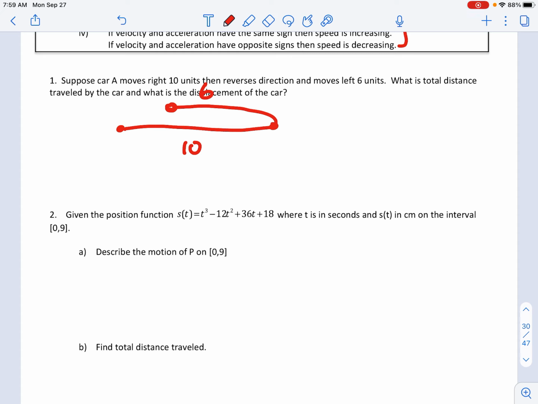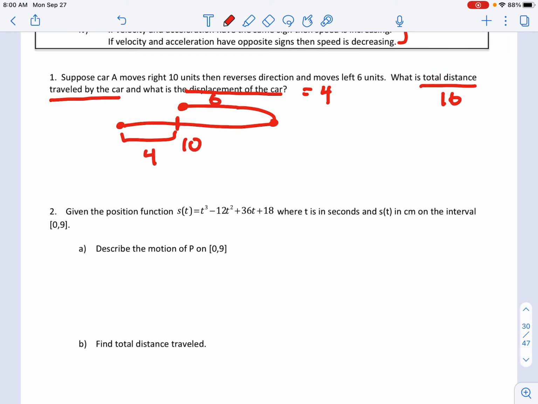So there are two different types of questions you can be asked. If I ask you for the total distance traveled by the car, that's going to be 16. It went forward 10, backward 6, so it traveled a total of 16 units. If I ask you for the displacement of the car, that's asking where it is in reference to where it started. So if I look at this picture, really it's 4 units out from where it started. So the displacement of the car in this case would be 4. So make sure those are two different questions.